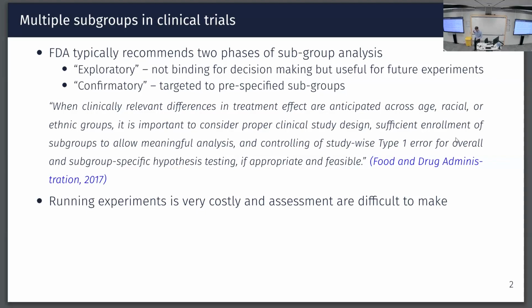Always let's keep in mind, and we've seen this multiple times throughout this conference, that running experiments is typically very costly, but also assessments are then difficult to make.